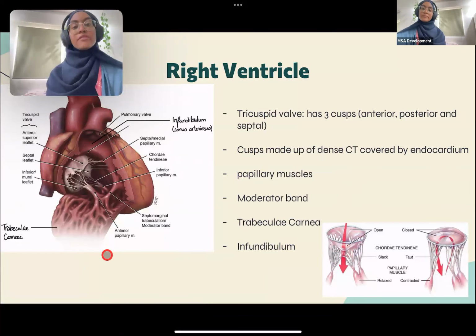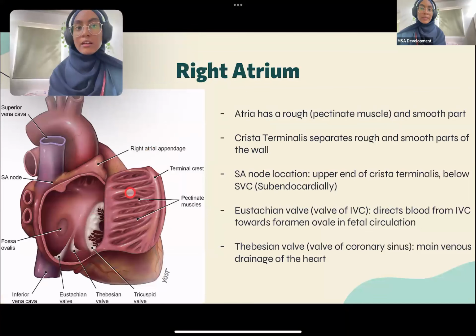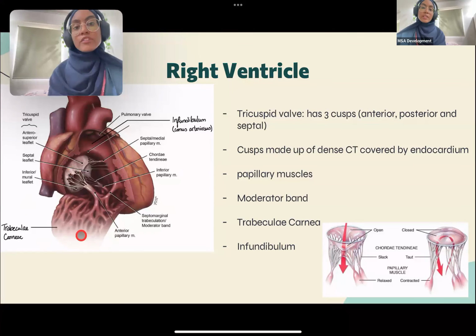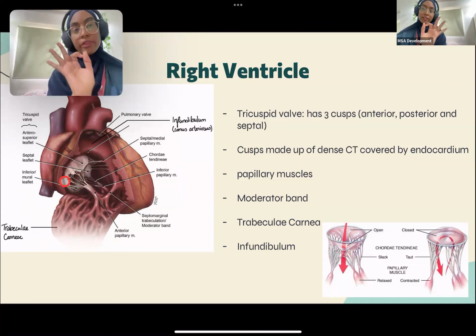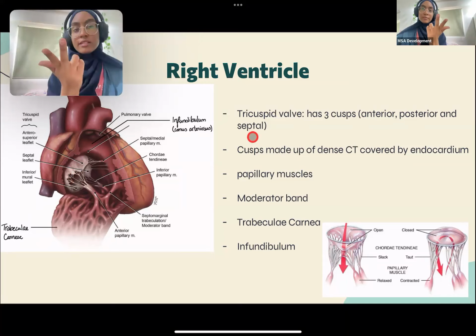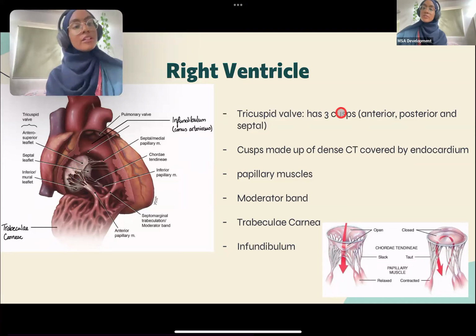Right ventricle. We have trabeculae carneae. Here we had what? Pectinate muscle, right? Here we have trabeculae carneae. We also have the tricuspid valve, which has 3 cusps: anterior, posterior, and septal. These cusps are made up of dense connective tissue covered by endocardium.